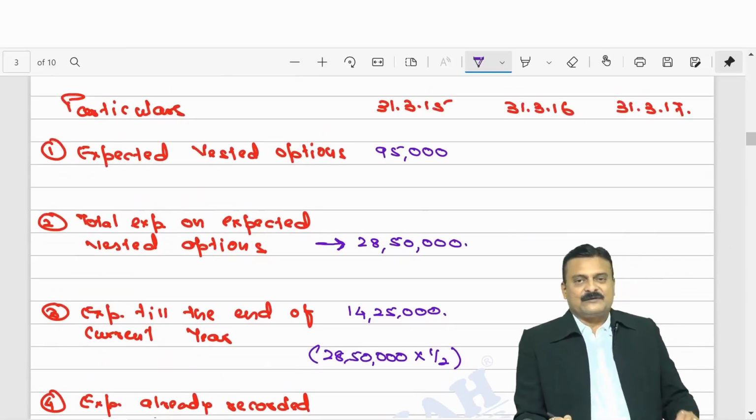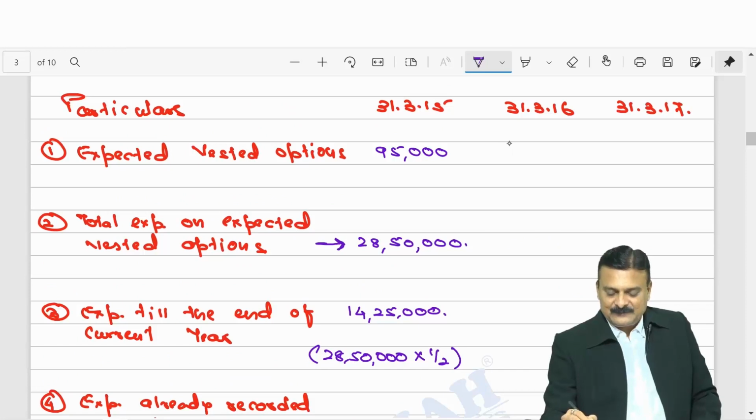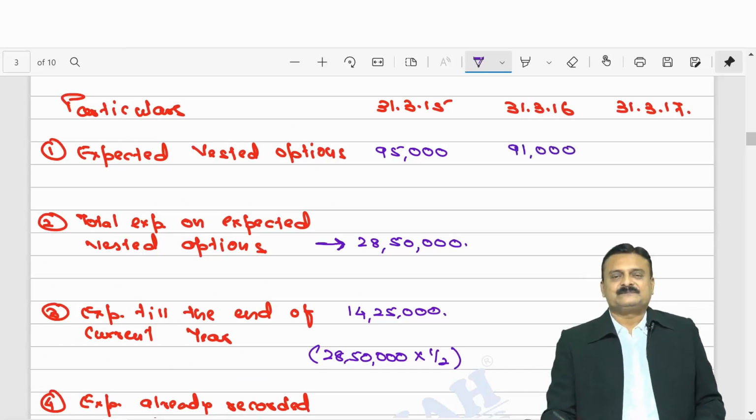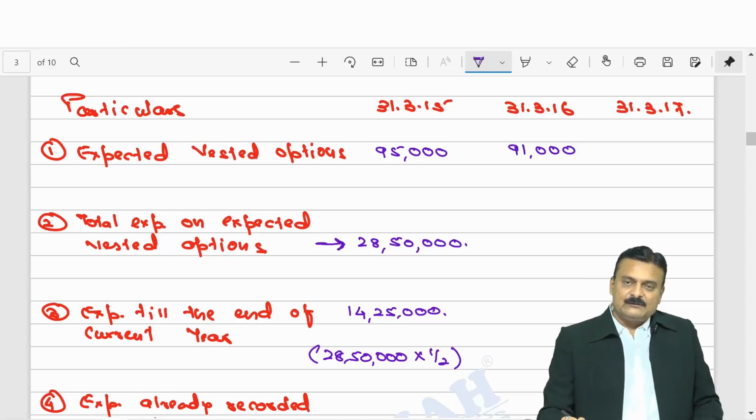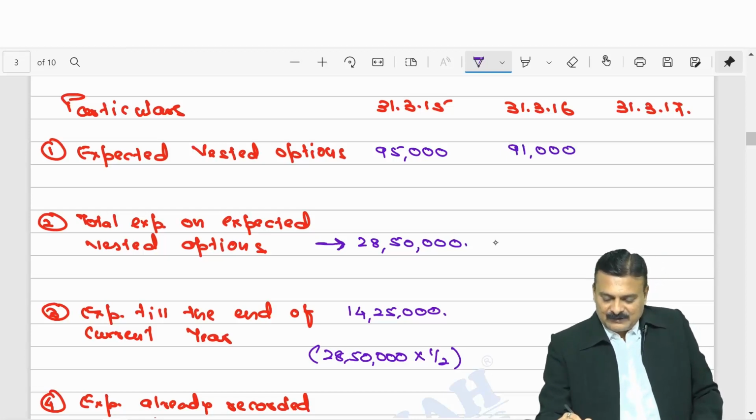Out of 95,000, still 4,000 lapses. So now it is 91,000. 91,000 into 30. So my total expense now will be 27 lakh 30,000.